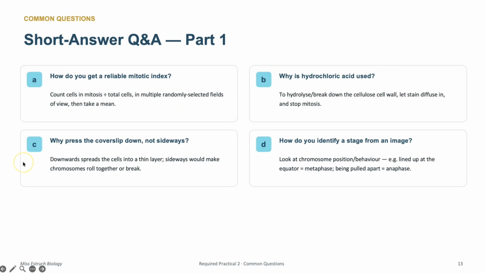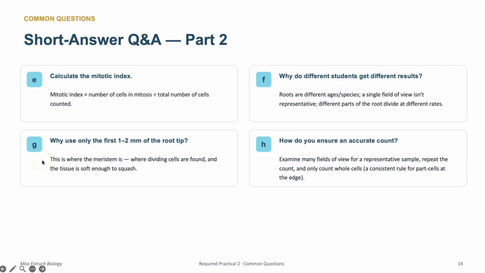B and C we've actually already talked about, but I've put them there again just as a reminder because they're so common. And then D, how do you identify a stage from an image? They might give you a particular example and you then have to describe it. And this links back to our earlier slide where I go through how you can identify the stages of prophase, metaphase, anaphase and telophase. E and G we've looked at already, but F and H we haven't.